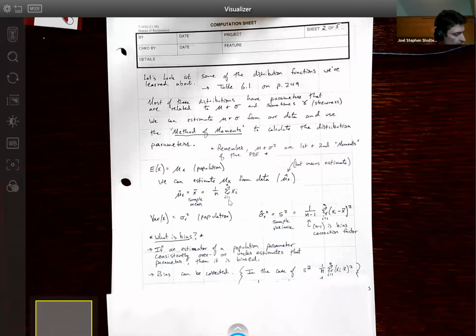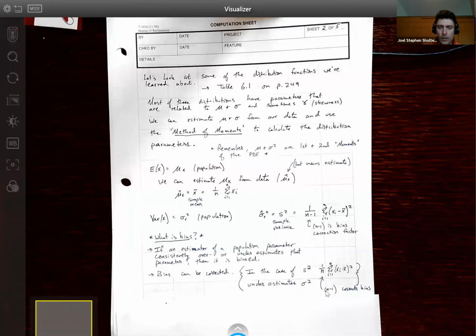So in the example of variance, variance is estimated originally by 1 over n times the sum of the differences between our observations and the mean, squared. That on average is actually going to be underestimating the population variance. And so it can be proven theoretically that if you divide by n minus 1, this corrects for the bias. You'll see a lot more complex bias correction factors in different sample statistics, and we'll get into that next week.